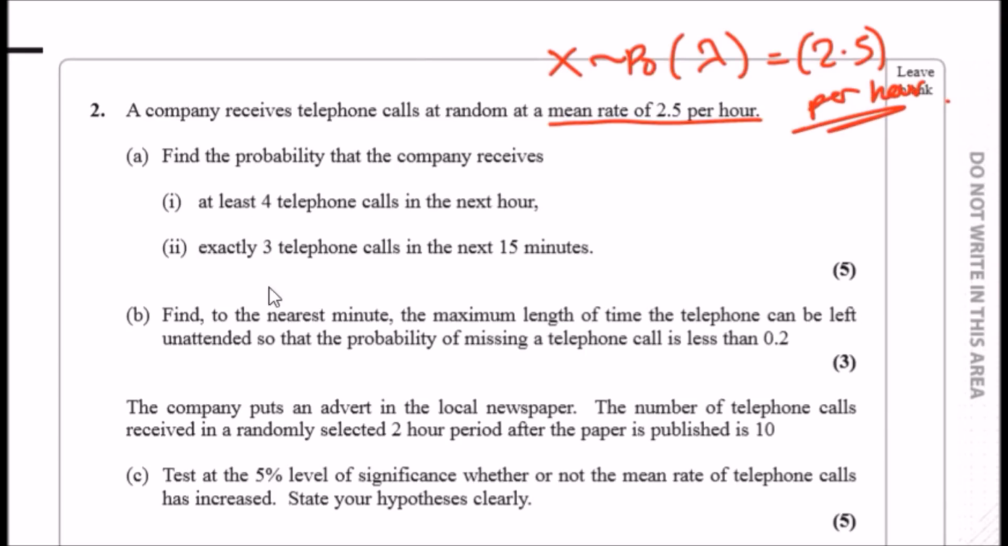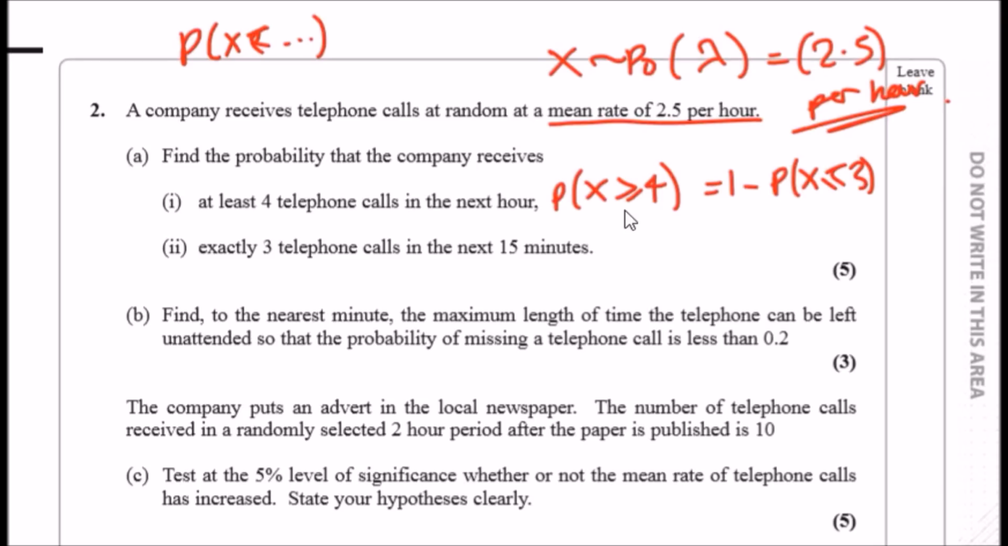Now, part A: find the probability that the company receives at least 4 telephone calls in the next hour. This implies the probability that X is greater than or equal to 4 in the next hour with this parameter. To use the table directly, we need to rewrite it in the less than or equal form. If it's 4 onwards, we can say the reverse, which is 1 minus the probability that X is less than or equal to 3, because we want 3 backwards.